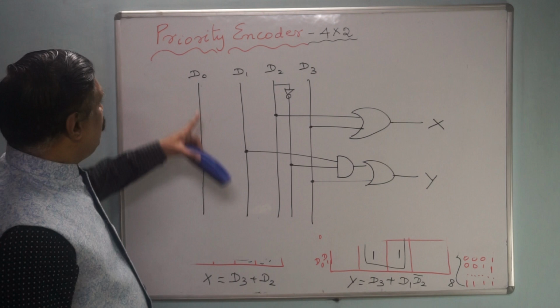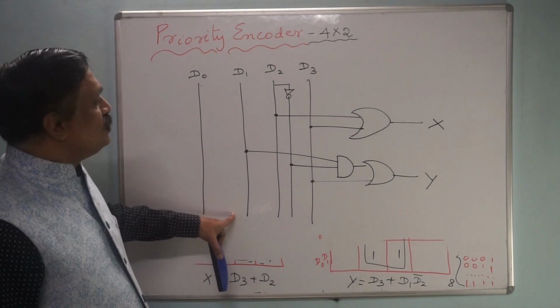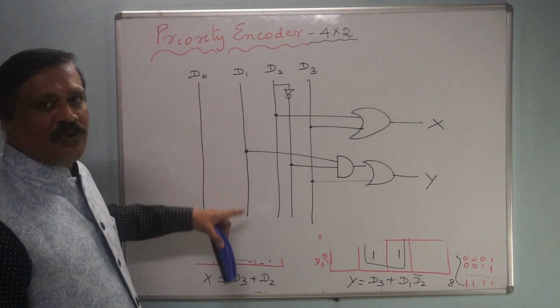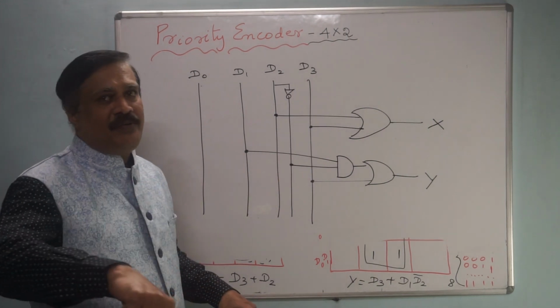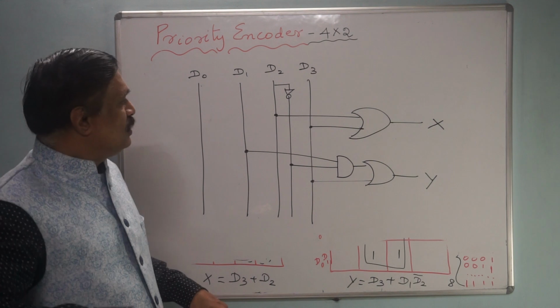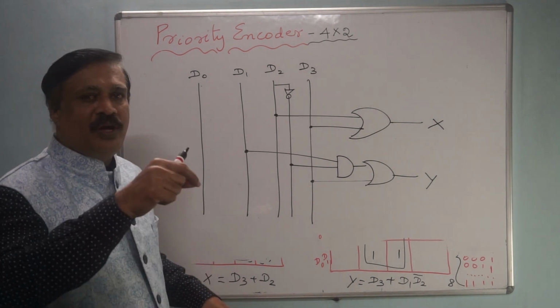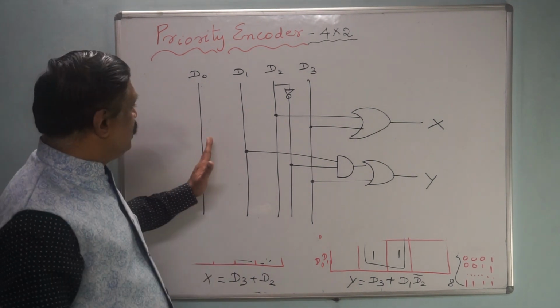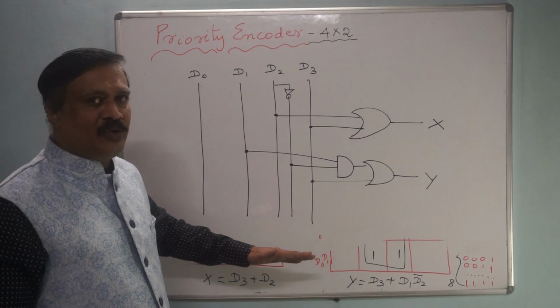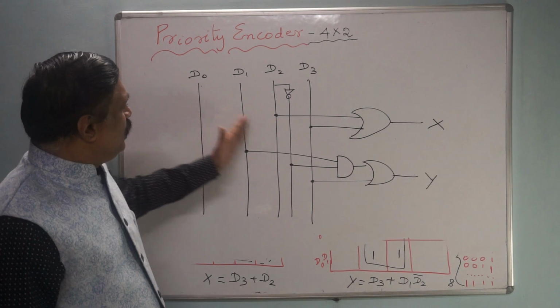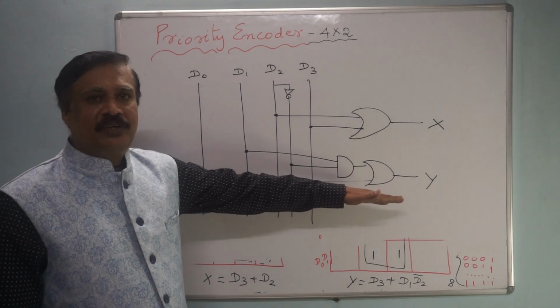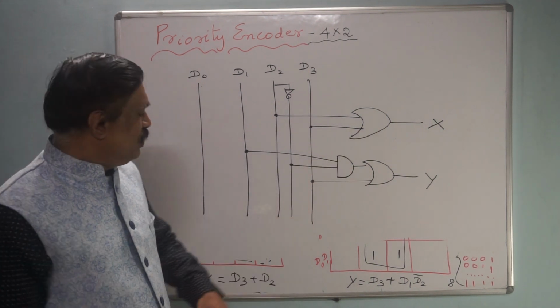And what about D0? D0 is 0. Therefore, automatically we have to connect to 0. Then it will display 0 only. In some books it is given a value V, and value V is 0 for this and 1 for all others. You can go for that also. And D0, because it is not required for any gate, you can directly connect to 0 value.